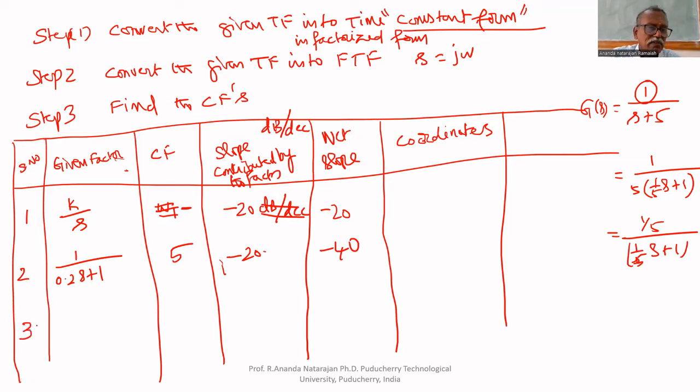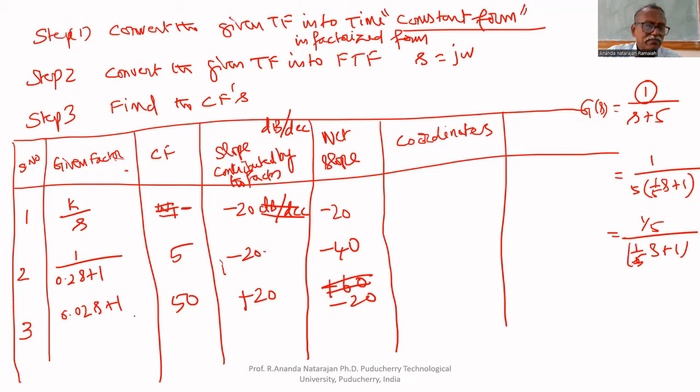Then the third factor, suppose it is in the numerator: 0.02 s plus 1. What is the corner frequency? 1 by 0.02, that is 50. Therefore, the corner frequency is 50. The slope contributed is plus 20, so the net slope goes from minus 40 to minus 20 again.